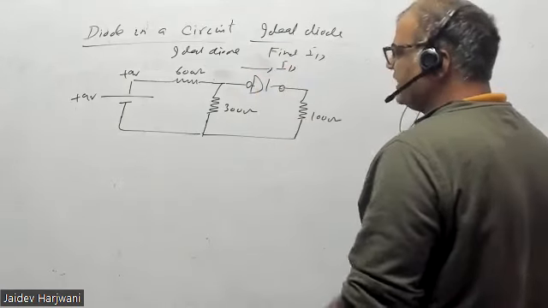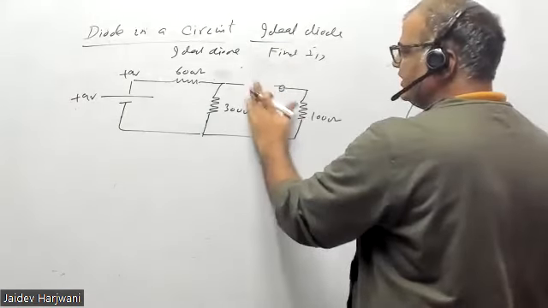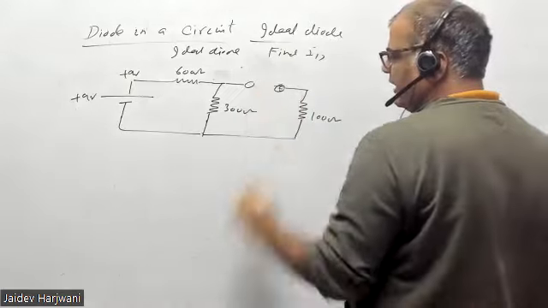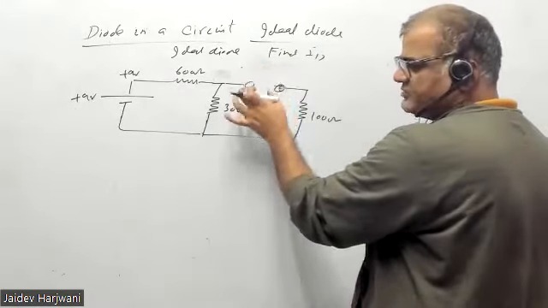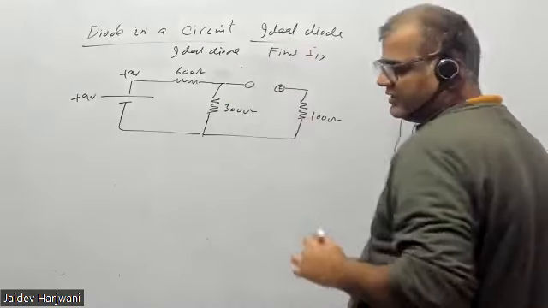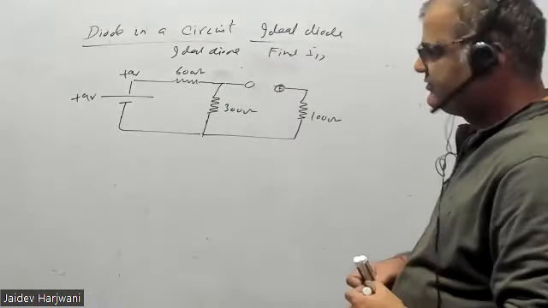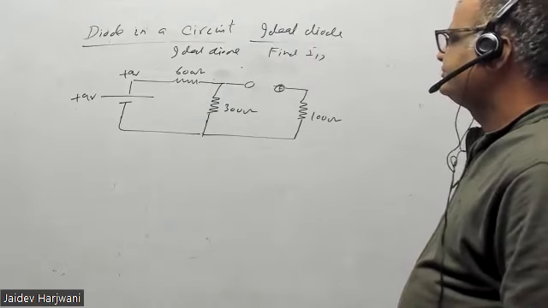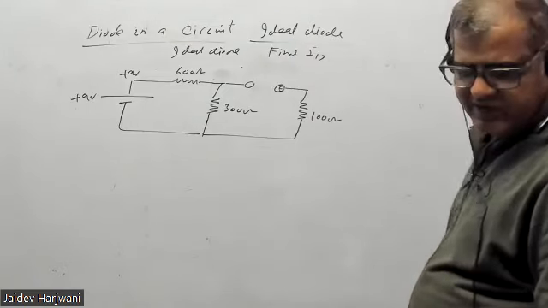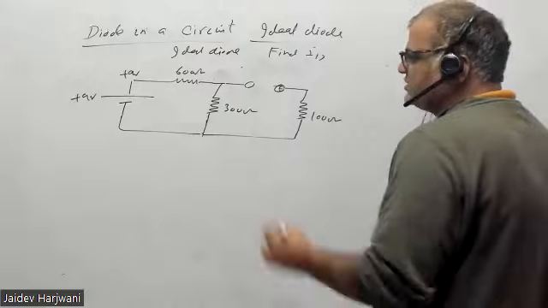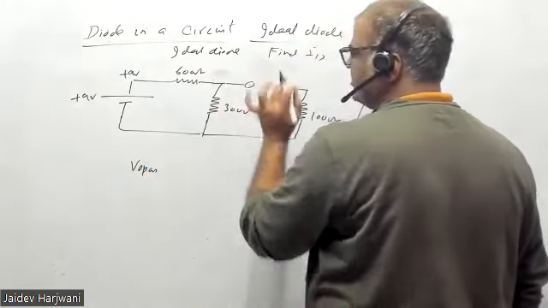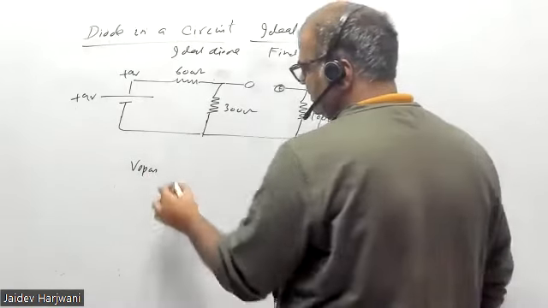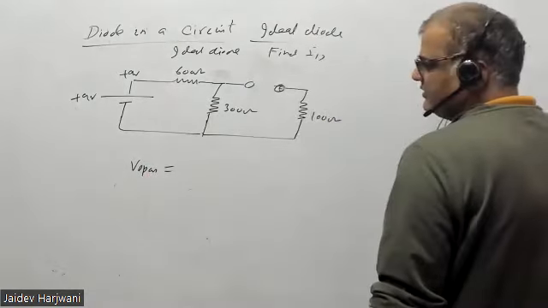So what I'll do, I'll first make it open, and now I'll find the Thevenin equivalent across this load. This is my load. Tell me what will be the Thevenin equivalent voltage. The Thevenin voltage is the open circuit voltage, V open here. How much will it be? 3 volts.